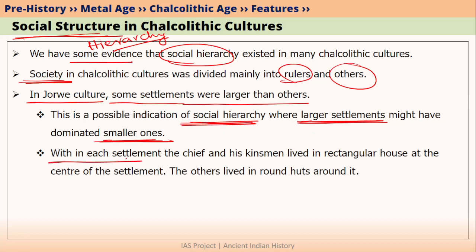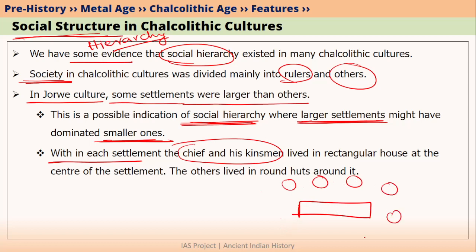Also within each settlement, we know that the chief and his kinsmen lived in a rectangular house, whereas the others lived around this rectangular house in huts which were generally round in shape, like this. So from this also, we can observe that there was a chief who was very important, and this chief and his family were surrounded by other people who were less important. So this is about the social structure or social hierarchy in Chalcolithic age cultures.